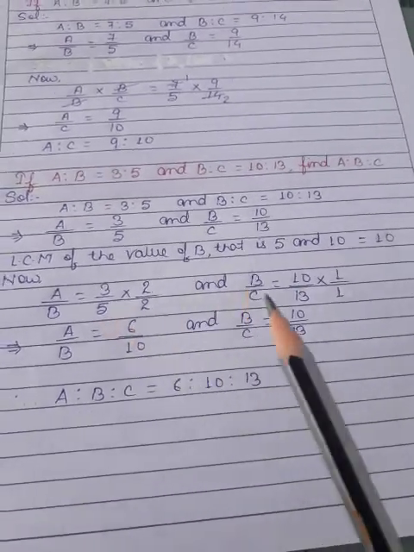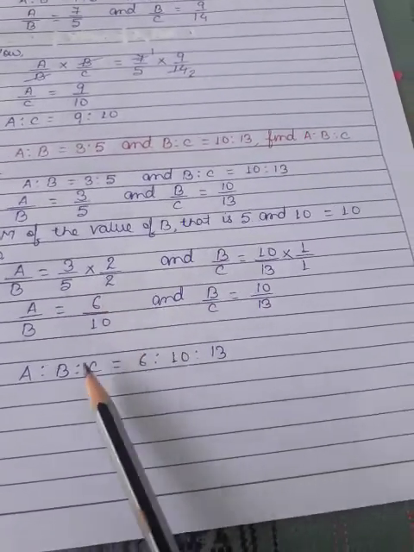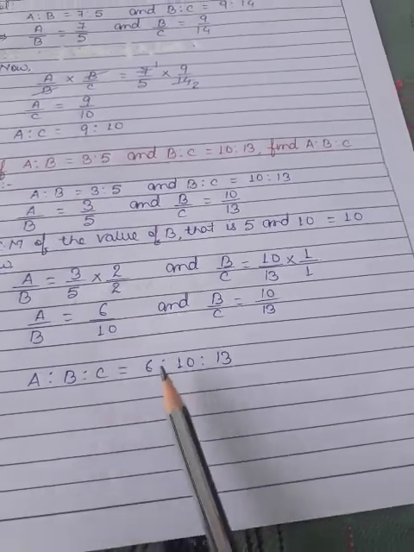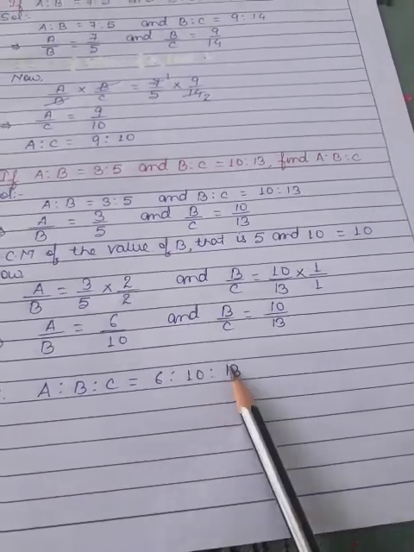So once again, A ratio B ratio C equals 6 ratio 10 ratio 13.